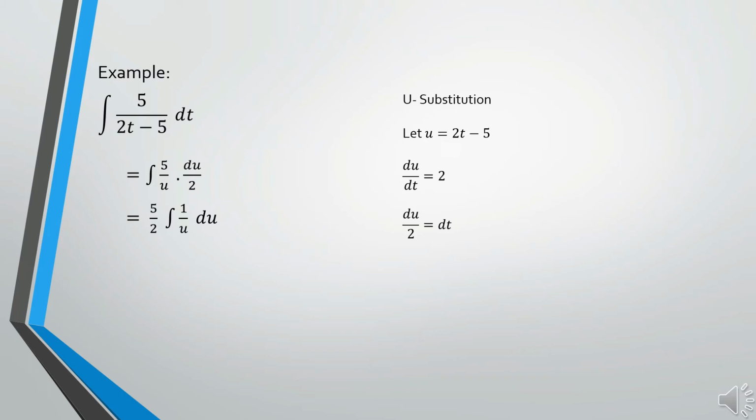Then we integrate 1 over u du, which equals ln of u plus c. The answer will be 5 over 2 ln of u plus c. Then we substitute back 2t minus 5, and the final answer will be 5 over 2 ln of 2t minus 5 plus c.